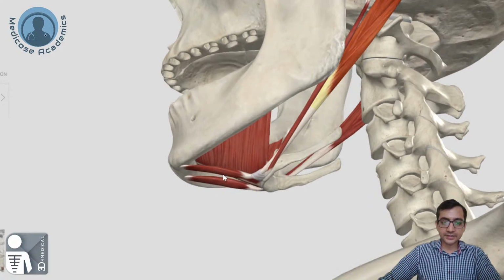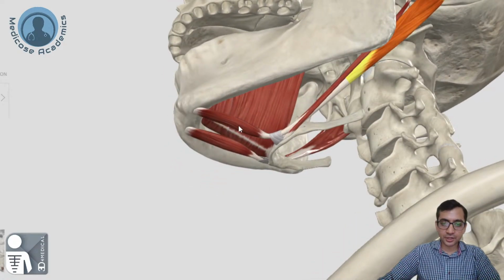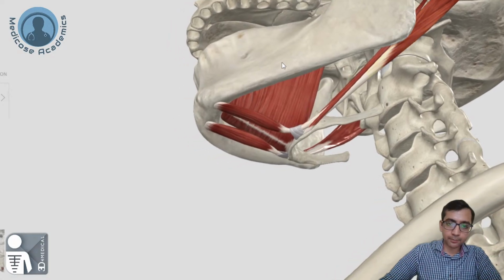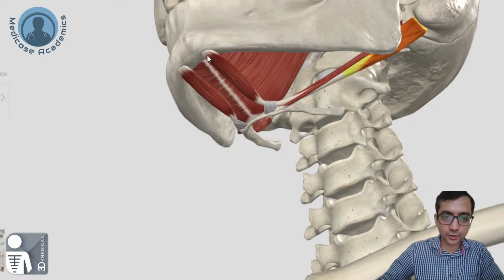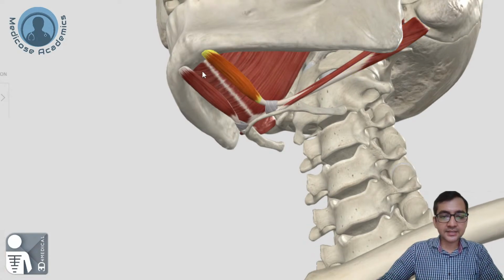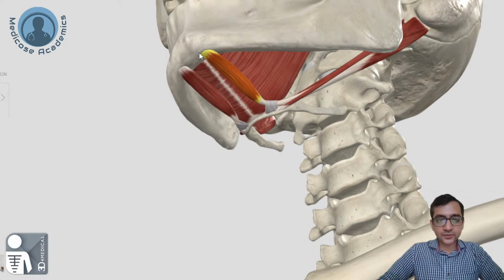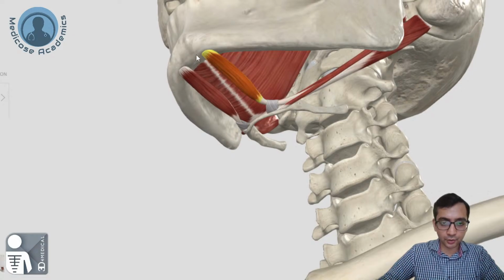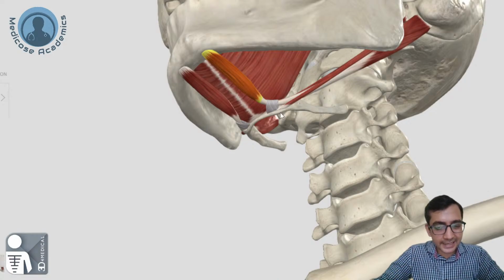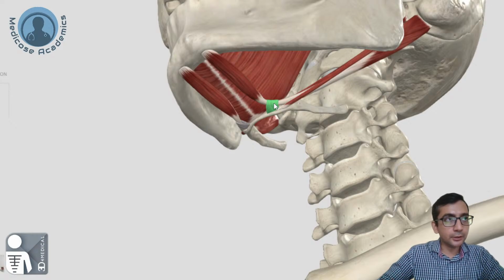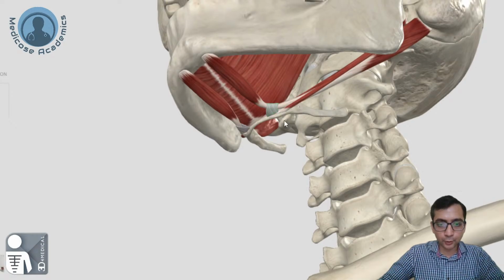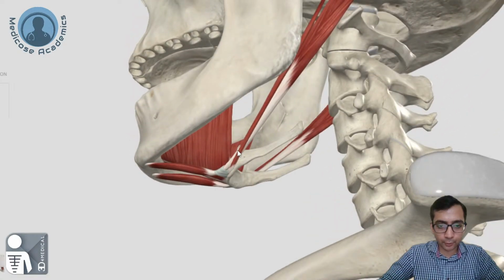So what are the two bellies? This is the posterior belly. In the osteology portion, we discussed the digastric fossa on the inferior margin of the mandible. So there is this anterior belly that originates from the digastric fossa, on the inferior margin of the mandible. It moves to the hyoid bone. Interestingly, it does not attach to the hyoid bone. There is a sling, a fibroelastic loop that is attached to the hyoid bone.